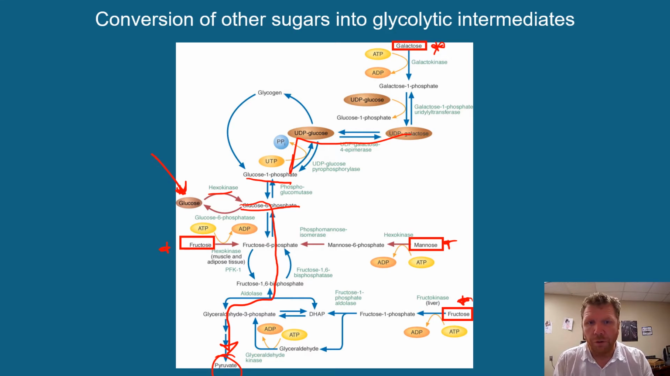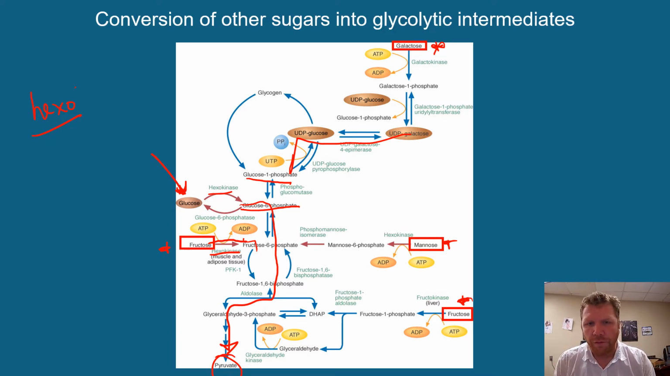Fructose actually just kind of jumps into glycolysis because it gets phosphorylated by hexokinase as well. In hexokinase, that prefix hexo simply means 6. Hexokinase and glucokinase are enzymes that both phosphorylate glucose, but hexokinase also phosphorylates a number of other sugars.